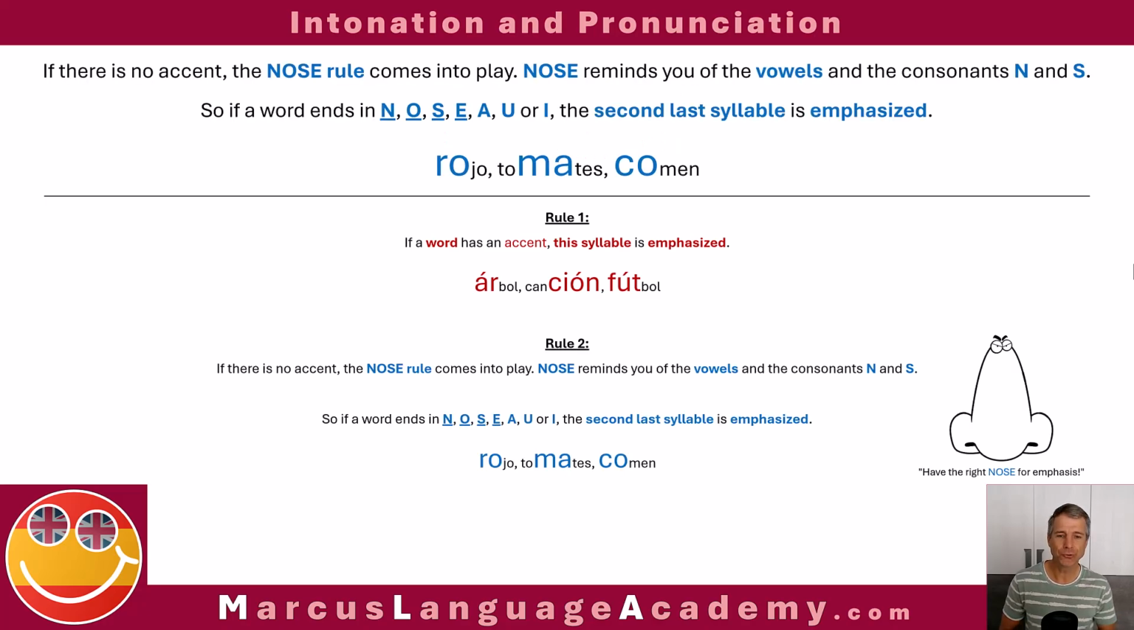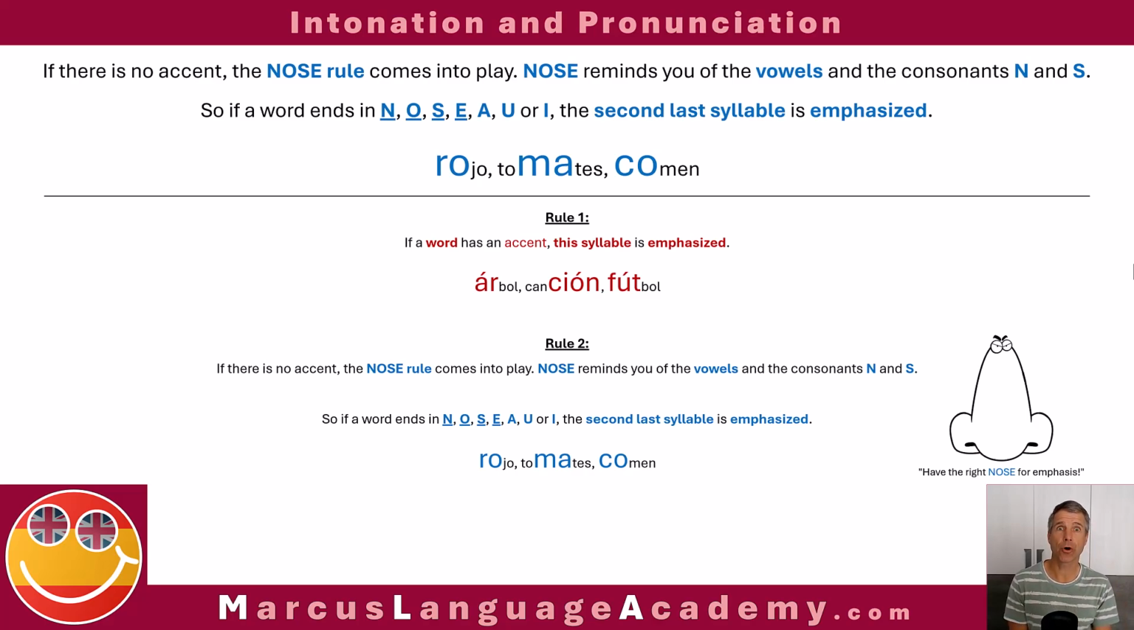Rule number two is that we need our NOS. Why? Because we have a NOS rule. All the words that end in a vowel or with N or S, because NOS has N and S and vowels, we need to emphasize the second last syllable. So we have here also three examples.